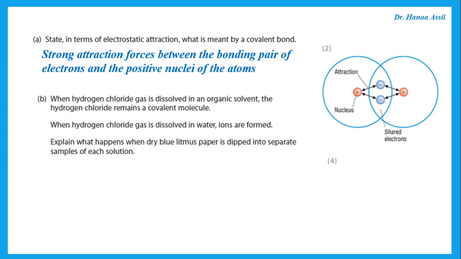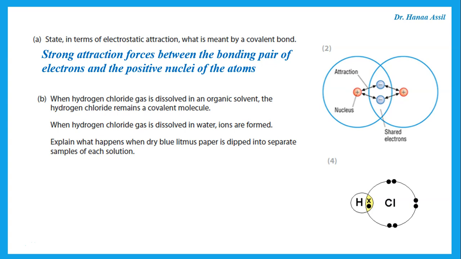When hydrogen chloride gas is dissolved in an organic solvent, the hydrogen chloride remains a covalent molecule. When hydrogen chloride gas is dissolved in water, ions are formed. Explain what happens when dry blue litmus paper is dipped into separate samples of each solution.